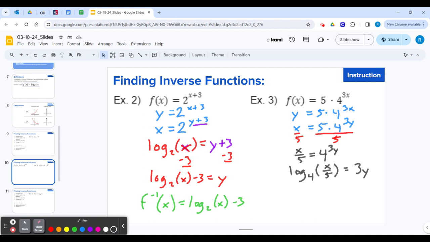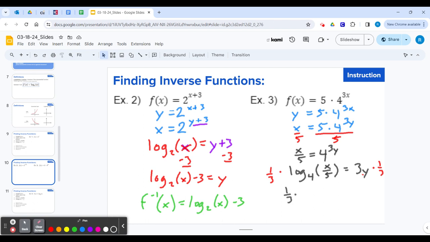Now, lastly, to get y by itself, I need to divide 3 on both sides. One way to do this to make our writing cleaner is I'm going to multiply by 1/3 on both sides instead, which works exactly the same way, because dividing by 3 is multiplying by 1/3. And you're going to see it's going to be a little easier to write if we do it this way.